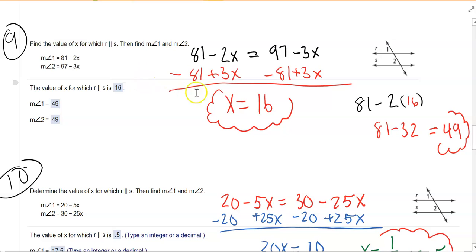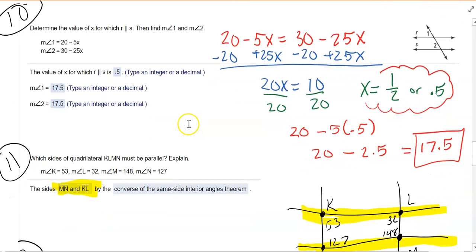And number 9, we're told that these things are equal to each other, or they're corresponding. So we set them equal to get 16. That is our value for x. Then I plug it in and I get 49. Since they're congruent, I don't need to plug it in for both of them. They both are 49.